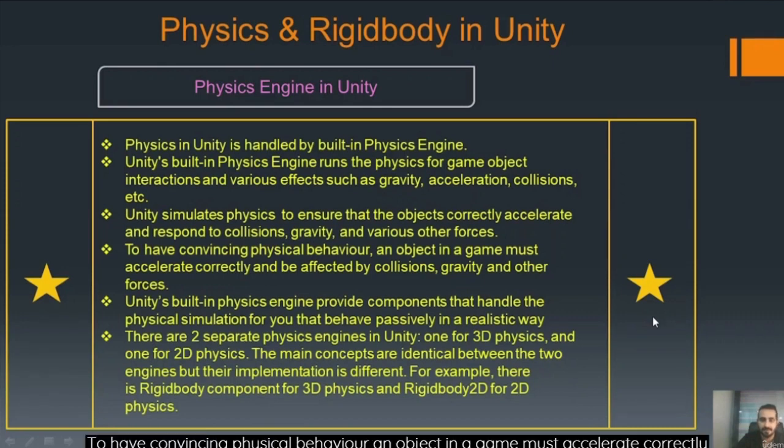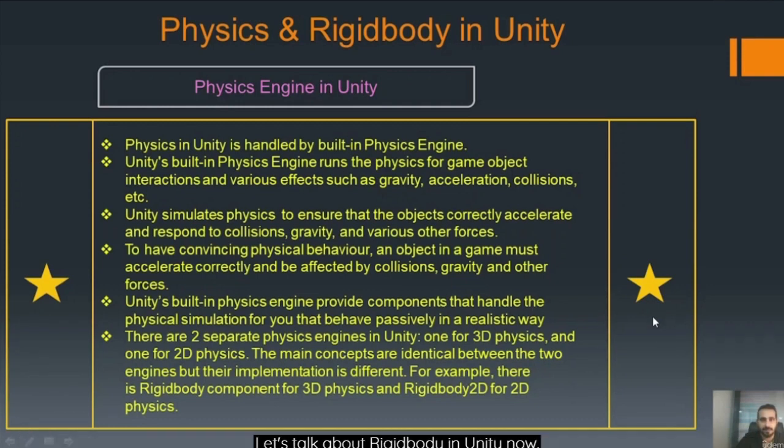To have convincing physical behavior, an object in a game must accelerate correctly and be affected by collisions, gravity, and other forces. Unity's built-in physics engine provides components that handle the physical simulation for you and behave in a realistic way. There are two separate physics engines in Unity, one for 3D physics and one for 2D physics. The main concepts are identical between the two engines, but their implementation is different. For example, there is a Rigidbody component for 3D physics and a Rigidbody 2D component for 2D physics.